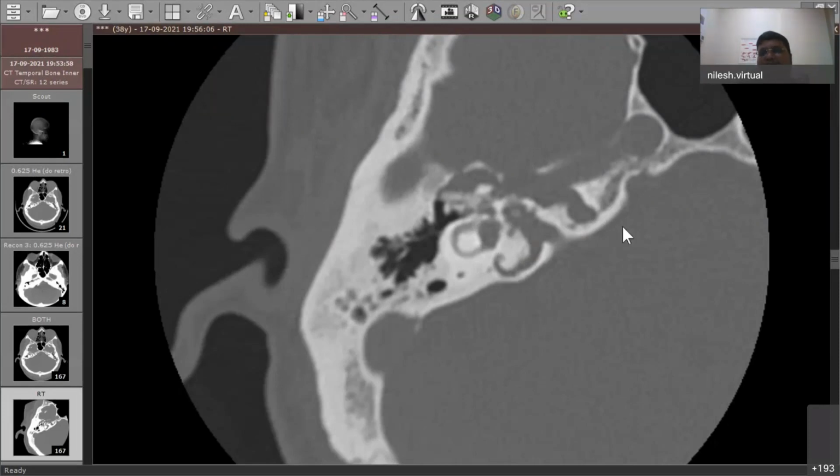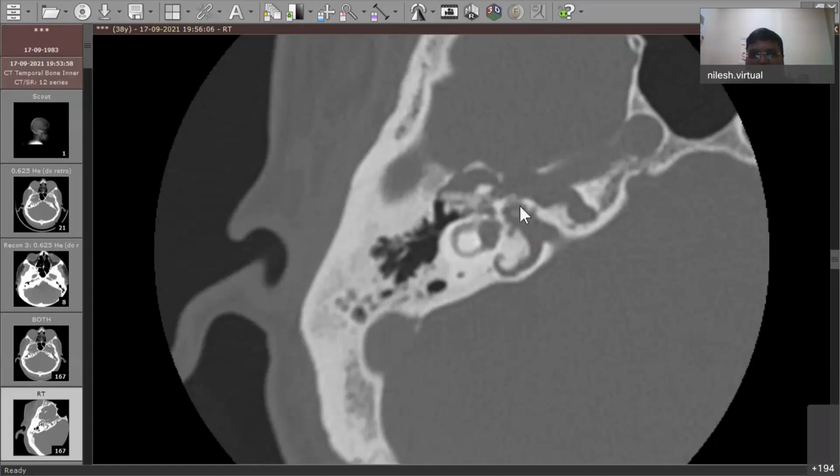So this information gives you an idea about what you are going to do with the facial nerve. Suppose the facial nerve is just compressed with the disease, which is unlikely now because so much erosion is there, but still there is a possibility it may be just compressed. So if you decompress it, that is well and enough.